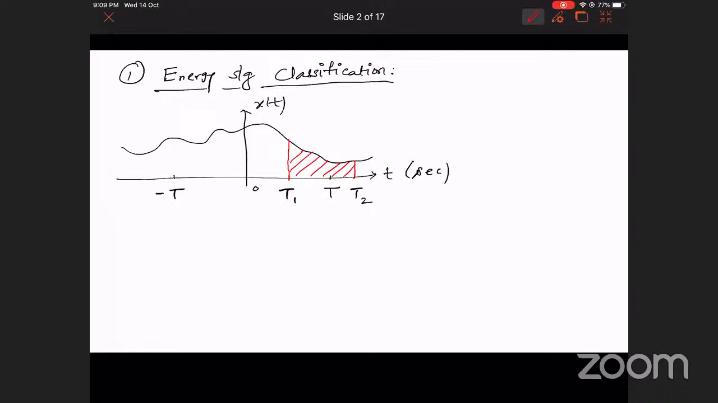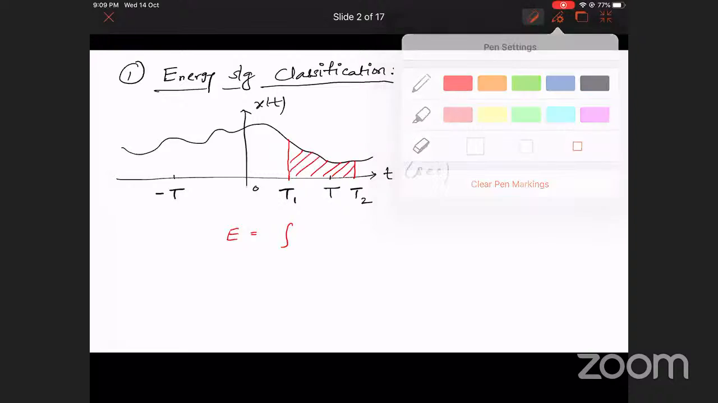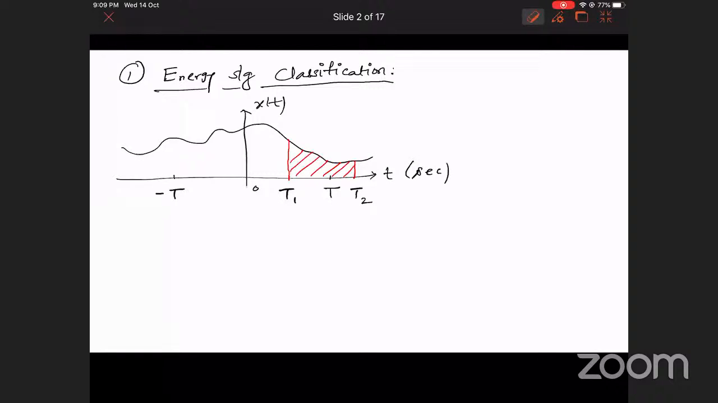In that case, the energy formula is very simple. Just integrate over the interval, from where to where you want the energy. First of all, I'll mention that I want to calculate the energy within the interval from t1 to t2, guys.